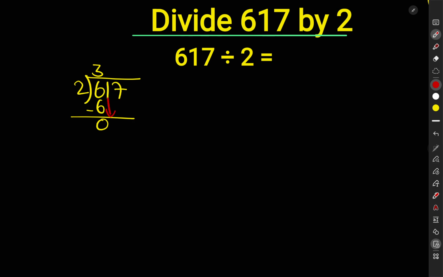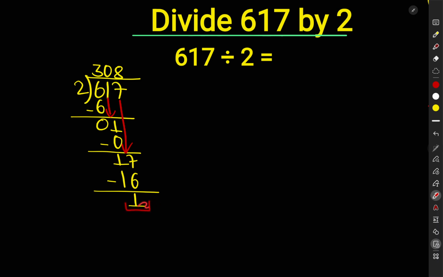So now we put down this 1 and 2 times 0 means 0. On subtracting we get 1. So again we put down this 7 and it is 17. So 2 times 8 is 16. On subtracting we get 1.